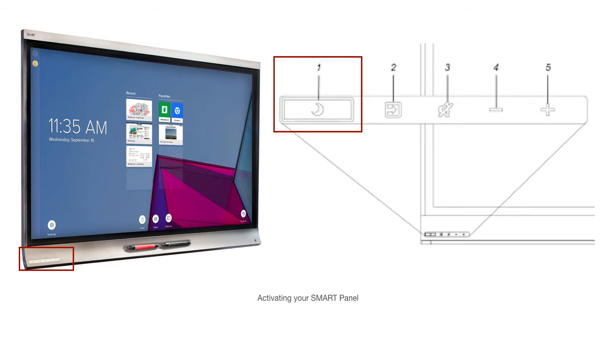If you are working with a newer smart panel, you will need to first ensure that the device is plugged in and powered on. You will then need to wake it by tapping on the button marked with a moon. In this image, this button is labeled with a 1. Pause the video here to turn on your smart panel. Once it is active, press play to continue.